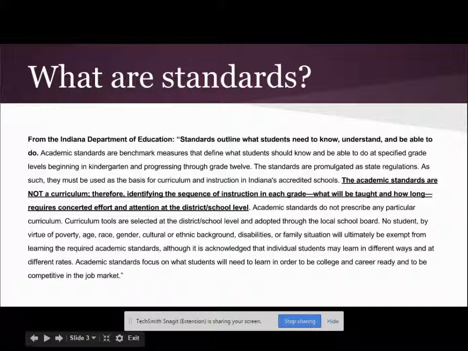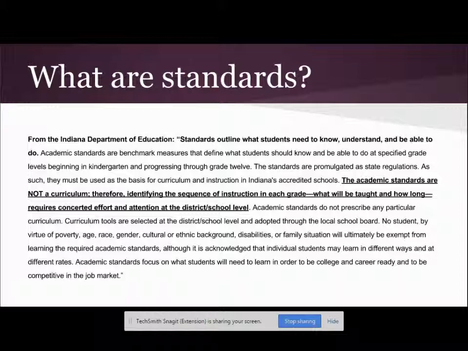So before we discuss the process for unwrapping, we need to know what standards are from the IDOE's perspective. So on the slide you see this long definition from the DOE. I'm not going to read the definition, but I do want to point out the underlined portion. It states that the academic standards are not a curriculum, therefore identifying the sequence of instruction in each grade, what will be taught and how long, requires concerted effort and attention at the district school level.